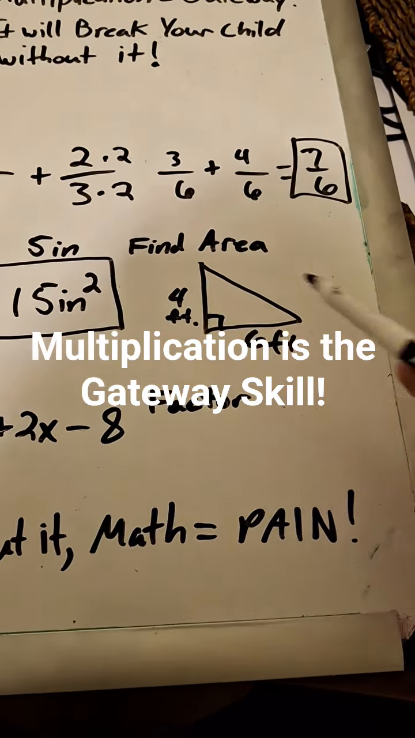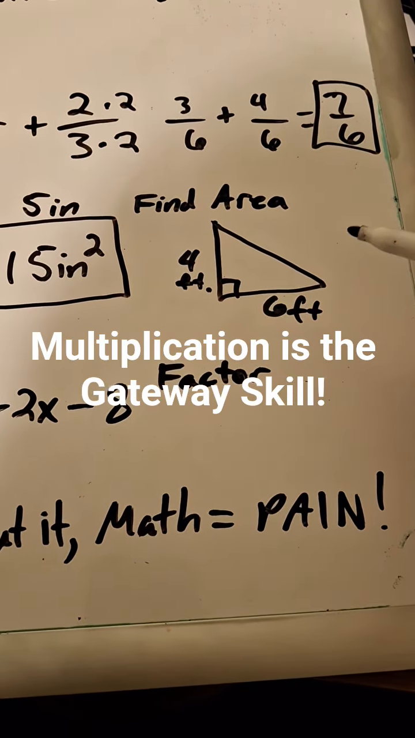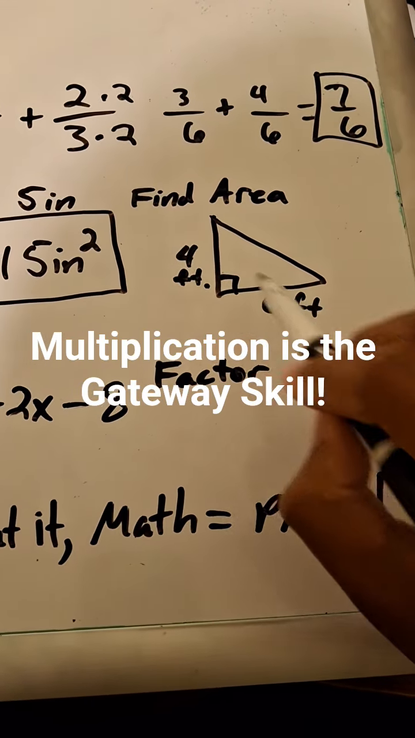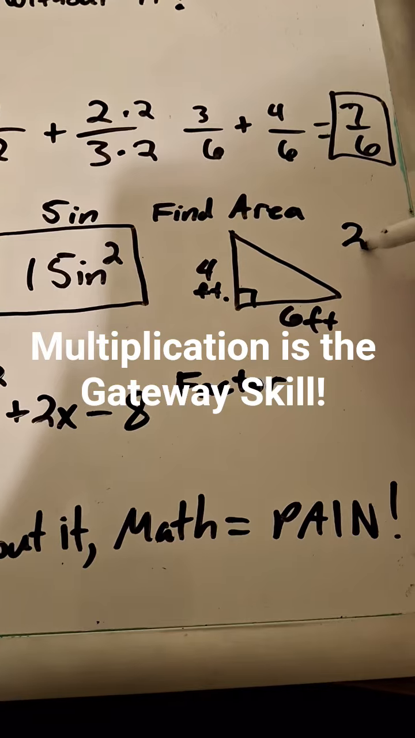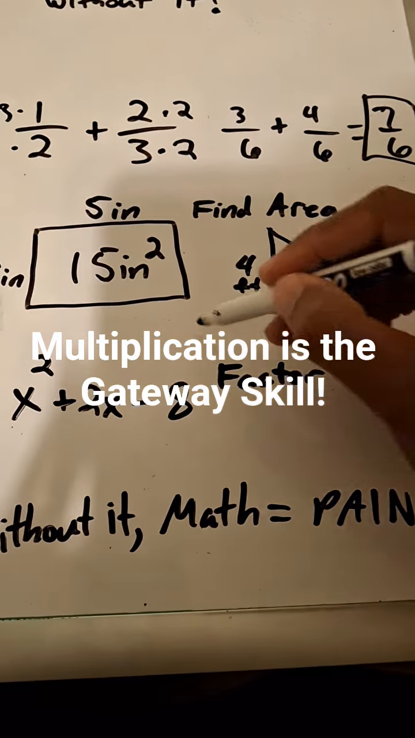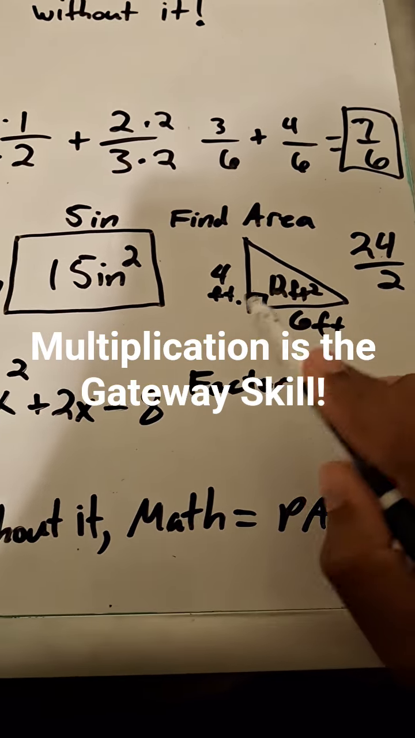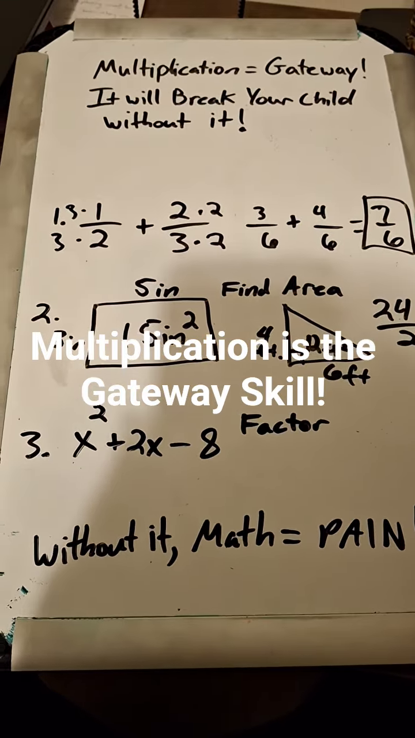To find the area of a triangle, it's a little more fancy. It's base times the height divided by 2. So you have to know that 4 times 6 is equal to 24. And then you actually have to know that 24 divided by 2 would be 12. And so this would end up being 12 feet squared. But again, it requires multiplication.